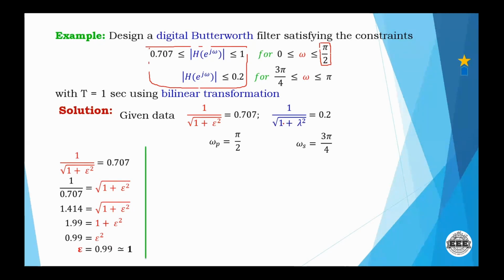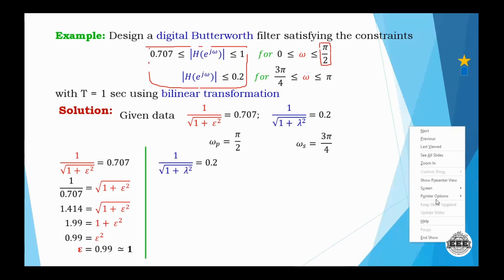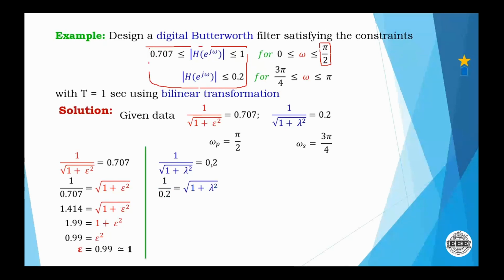Similarly, from the given data, we are going to determine the lambda value. For that, I am substituting: 1 divided by root of 1 plus lambda square equal to 0.2. From this data, we are going to determine the lambda value. This 0.2 is taken to the left hand side. So 1 by 0.2 is 5, equal to root of 1 plus lambda square.